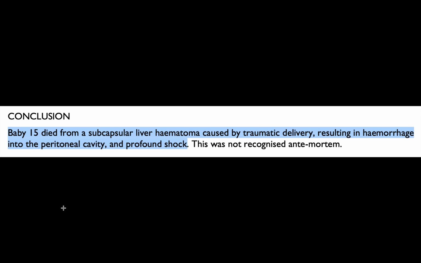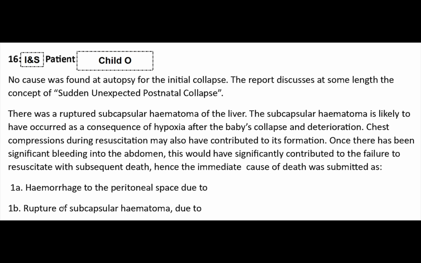So in the conclusion, we see that Child O died from a subcapsular liver haematoma caused by traumatic delivery, resulting in hemorrhage into the peritoneal cavity and profound shock. This was not recognised ante-mortem. And then we see another pathology report here in which it's noted there's a ruptured subcapsular haematoma of the liver, and that this led to hemorrhaging in the peritoneal space that was critical in the passing away of this infant. Now, how this has been overturned, because in the actual court proceedings related to Child O, this was barely mentioned.